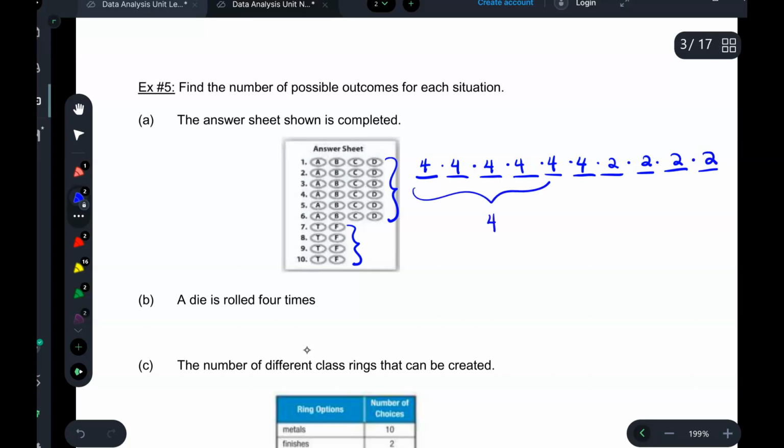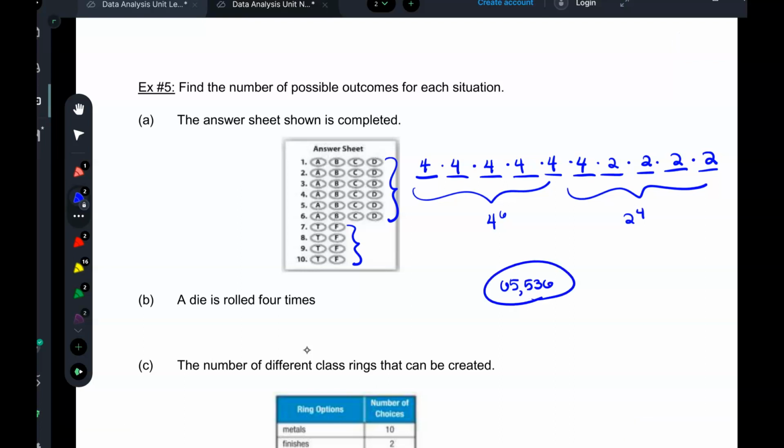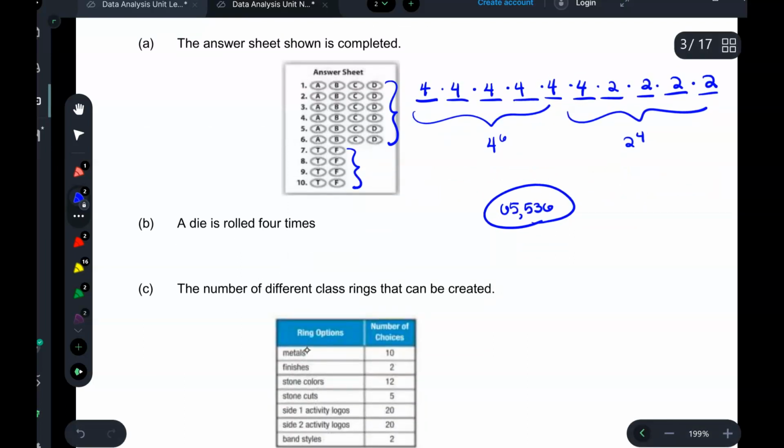So this is really 4 to the 6, and then we have 2 to the 4th. When we multiply that all together, we get 65,536. That is all the possible ways that we could fill out the answer sheet. So the chances of you just randomly guessing and getting that all correct would be 1 out of 65,536. So chances aren't likely that just randomly selecting them is going to get you the correct answer on the quiz.